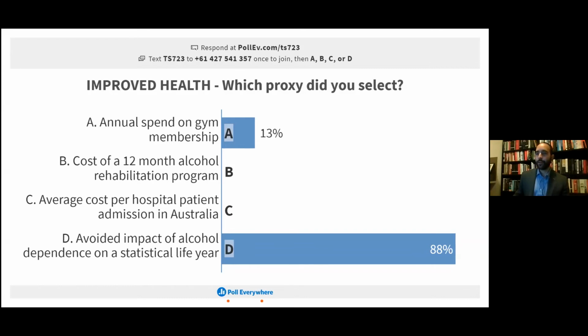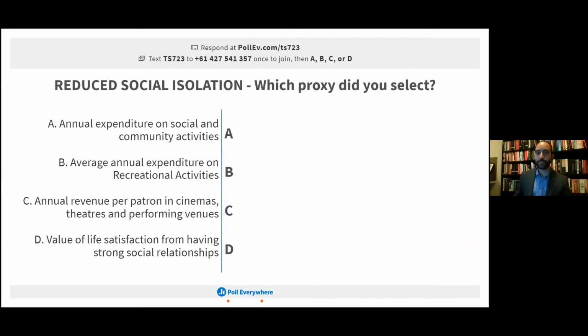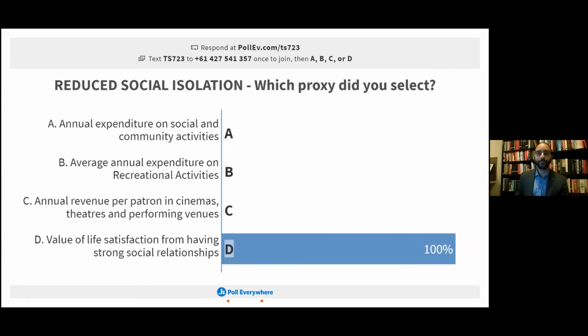All right. Might move on to outcome 2. I'm going to run through the next one. So hopefully your screen is updated. So reduce social isolation. Same question. If you could just please indicate which proxy your group selected. What was most appropriate. Okay, so lots of D's and the odd A.